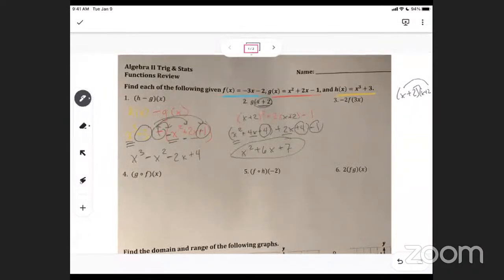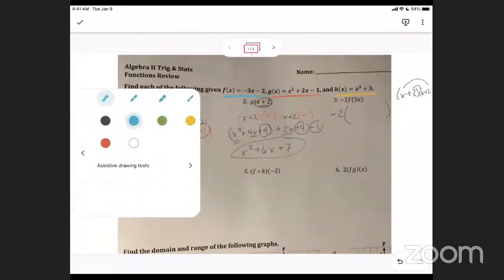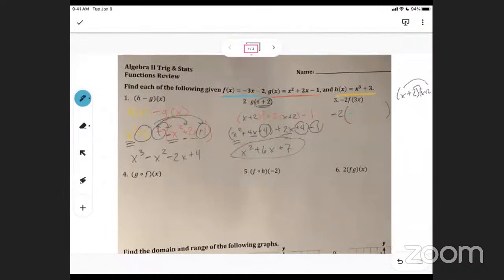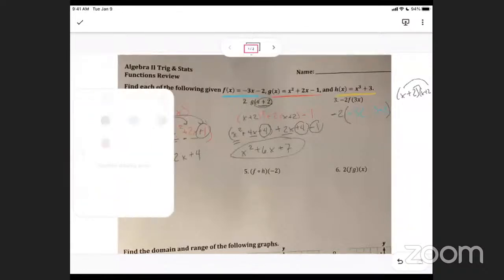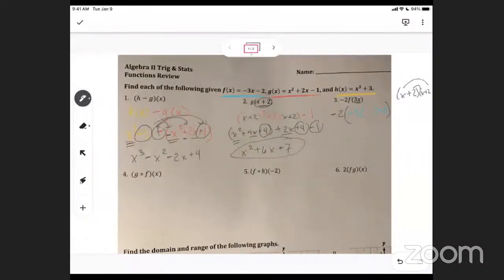For number 3, f of x. So all I'm doing, again, I'm taking negative 2 and then I'm going to plug in. Notice I'm using parentheses and I'm going to rewrite my f of x. But as I'm writing f of x out, instead of writing x, I'm going to put a parentheses where I would have written the x, because I need to make sure that I plug in the 3x instead of x. Now I simplify this, so this equals negative 2, I'll leave that on the outside for now, minus 9x minus 2.